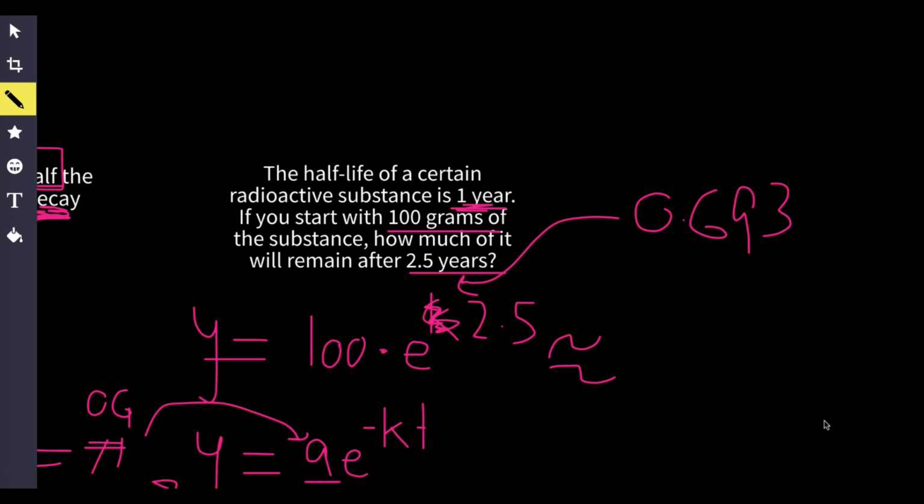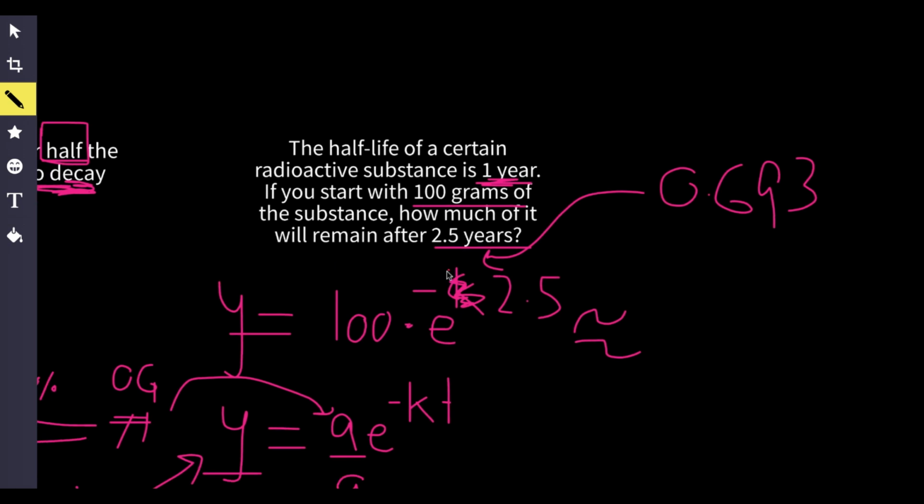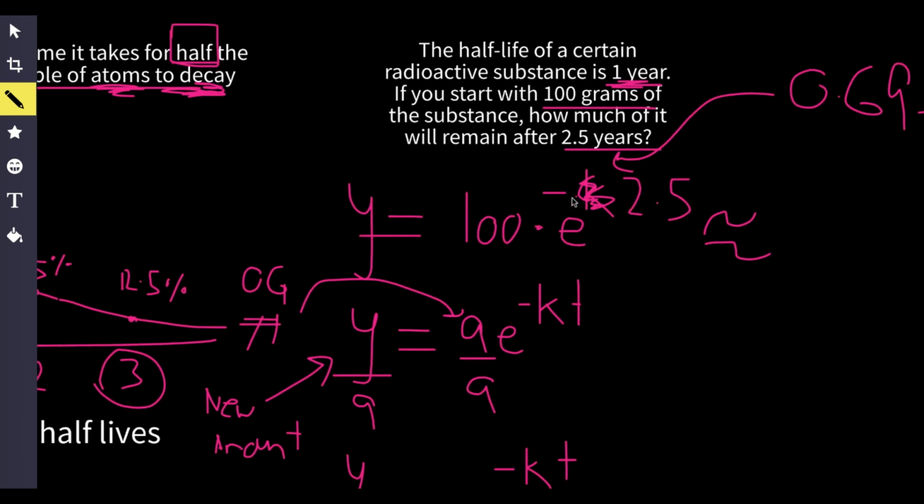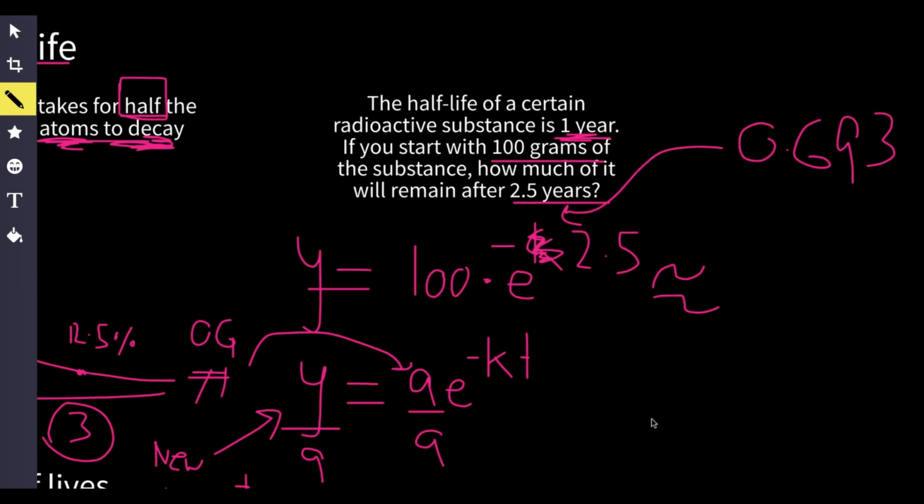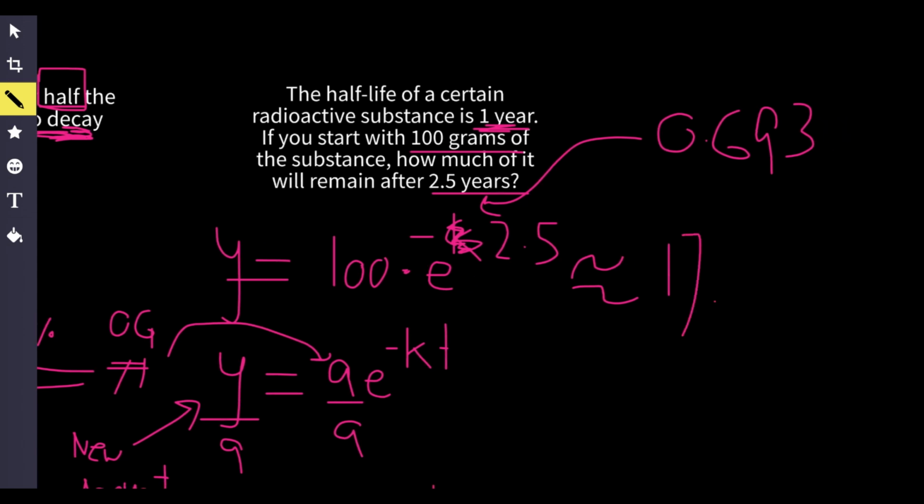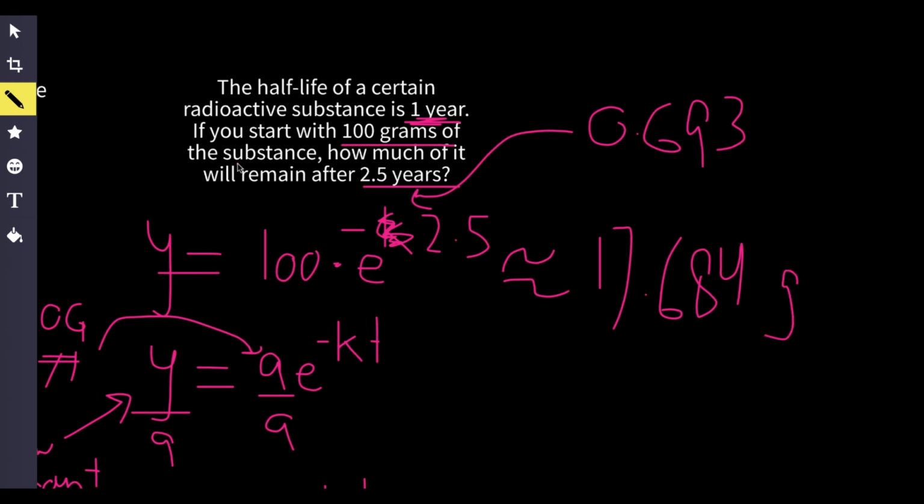So we have 100 times e to the negative, because remember, this is decay, right? So this is negative k. My bad, I didn't put the negative sign there. So negative 0.693 times 5. And we get about 17.684 grams of our substance remaining, right? Because we started off with 100 grams, and now we end off with 17.684, and remember to write grams as your unit. And yeah, that is the answer.